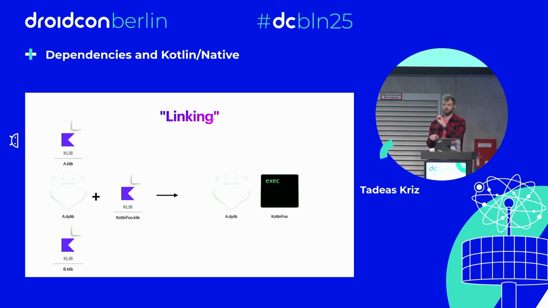We just gave cinterop the header files, so it needs those symbols, and it needs to get them from somewhere. So we need to ship a.dylib and Kotlin foo.